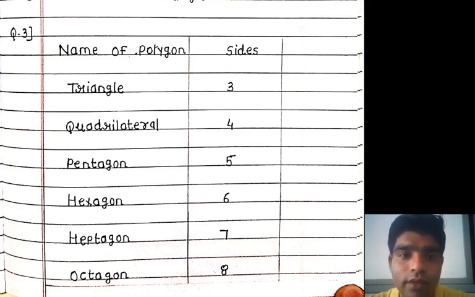Understood? Next one is a hexagon. This is the name of the polygon. Hexagon means the number of sides is 6. Next one is the heptagon, and the heptagon has 7 sides. And the last one is the octagon, which has 8 sides.